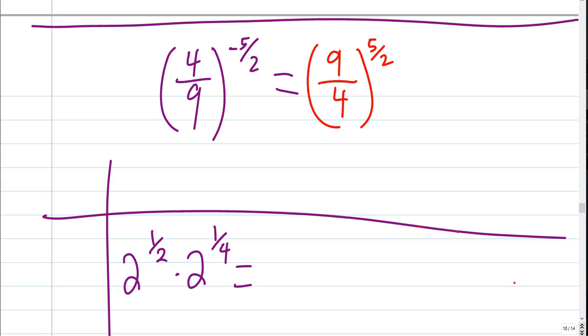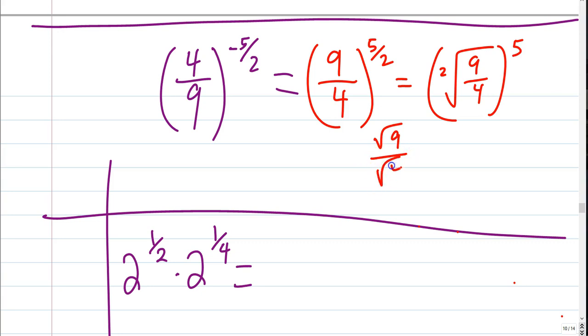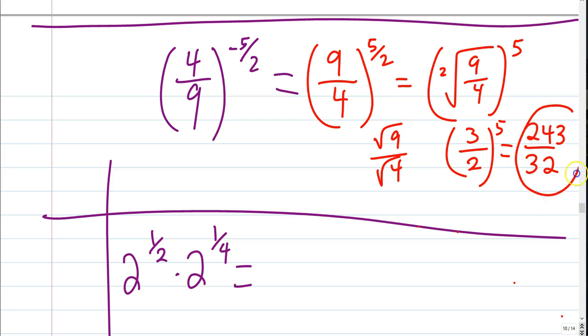So we need to remember how to use those rules. So what does this become again? What's the root? Second root of 9 over 4, all raised to the 5th. The second root of 9 over 4, what's the square root of 9? Square root of 4. How about 3 over 2, all raised to the 5th? I know 2 to the 5th was 32. 3 to the 5th would be 81 times 3, I think 243. Double check my math.